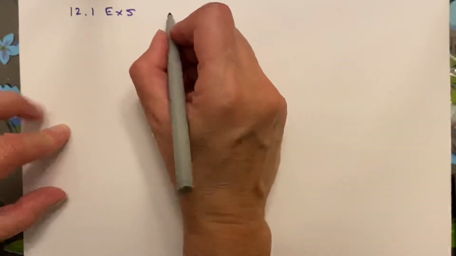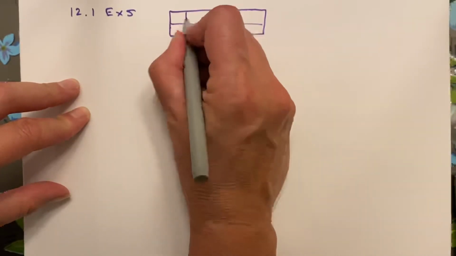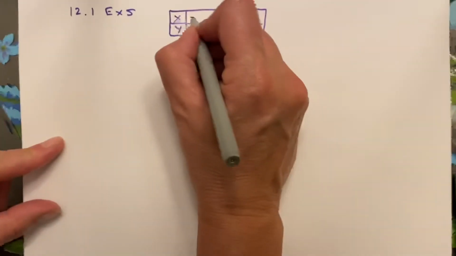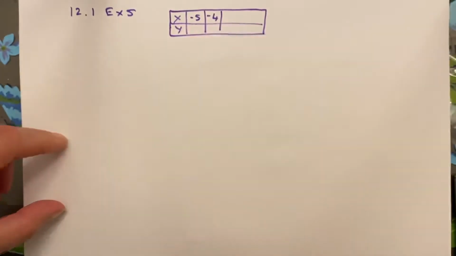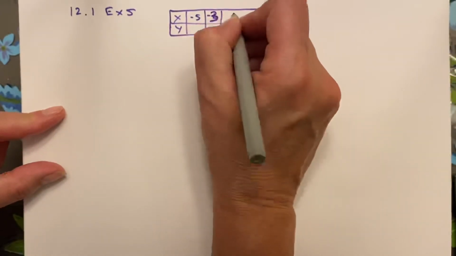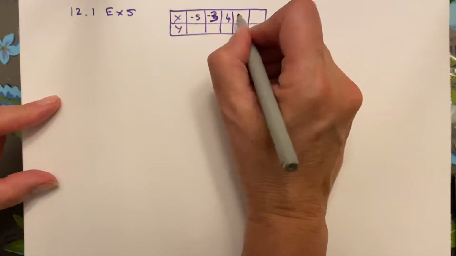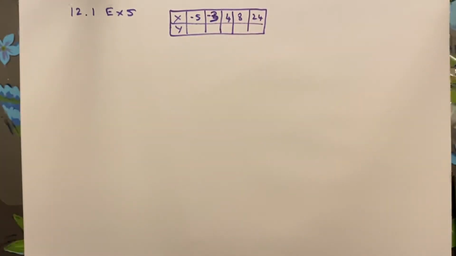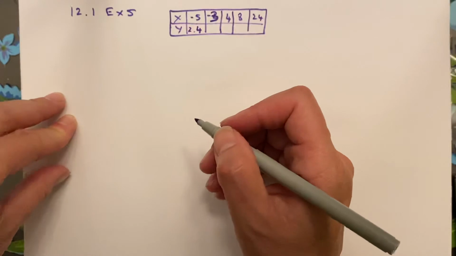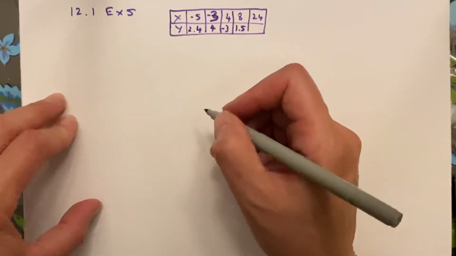So here's a table that you're given, with x and y values. And x is -5, -4, -3, positive 4, 8 and 24. And the corresponding y values are 2.4, 4, negative 3, negative 1.5, and negative 0.5.